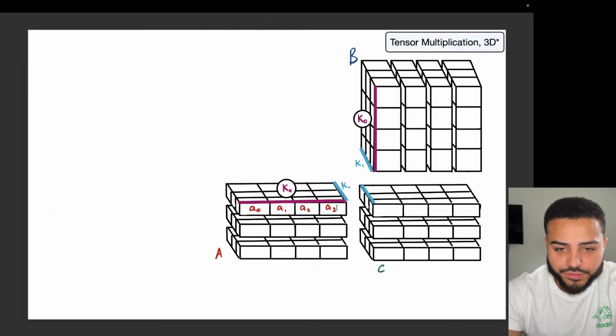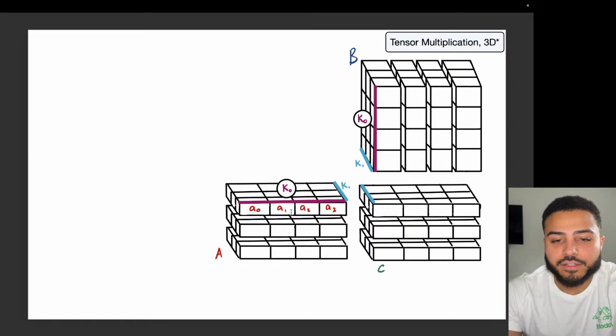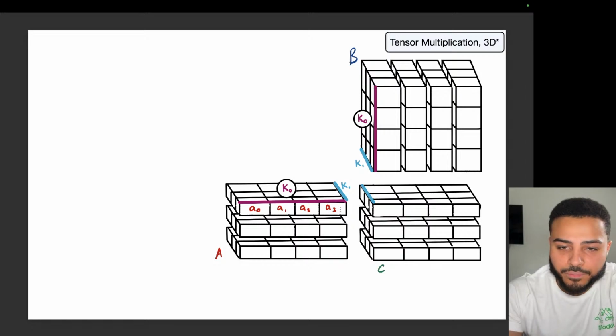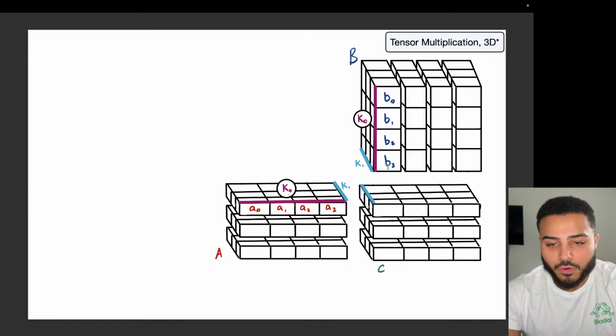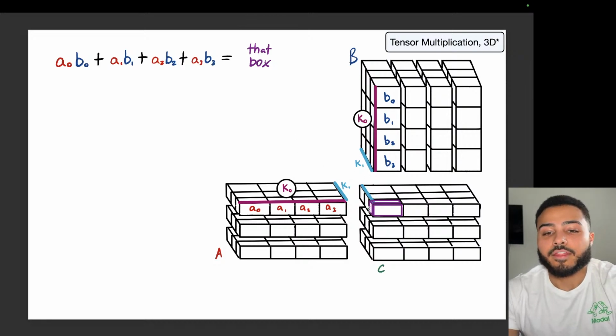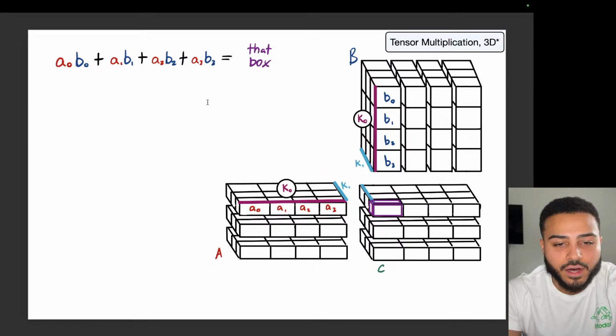Okay, so let's look at just this vector of the A tensor, and let's call the values A0, A1, A2, and A3. And then let's look at these values of the B tensor, B0, B1, B2, B3. So that box, this purple box, like we said, is going to be the dot product between these vectors.